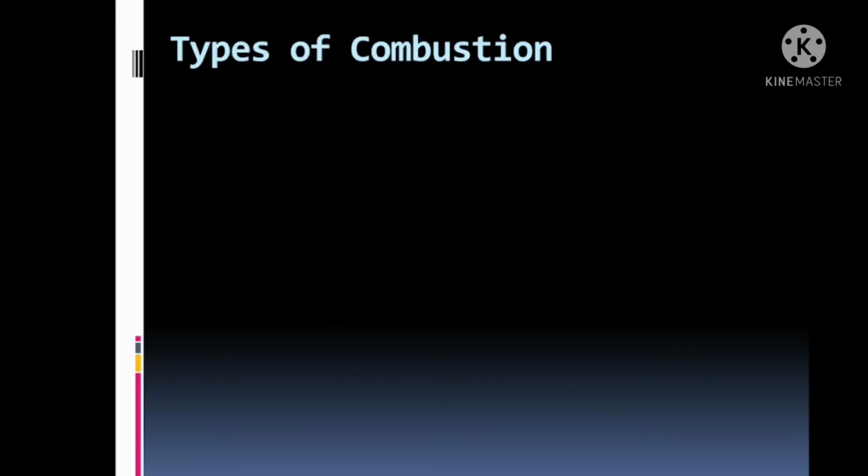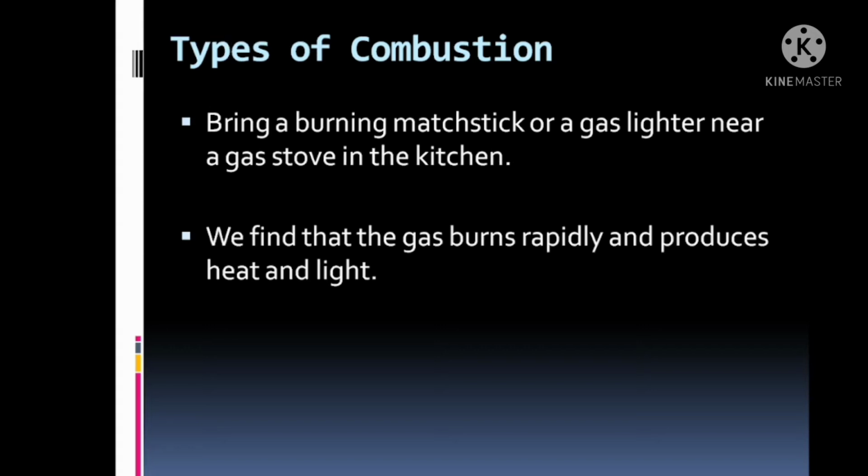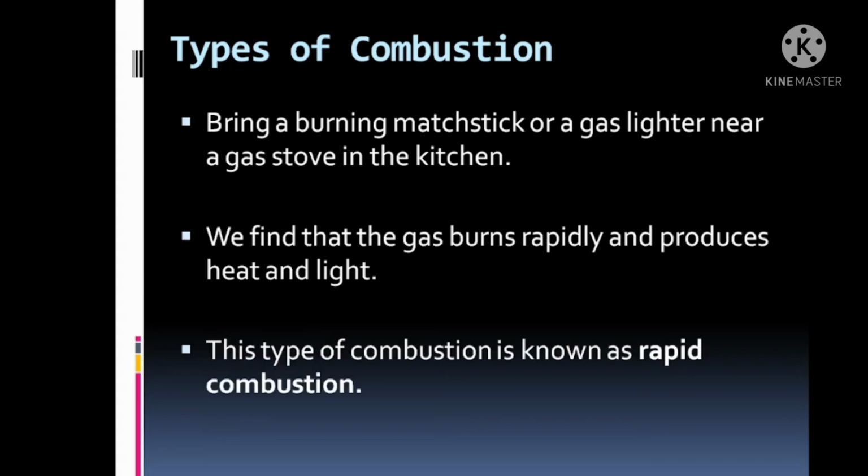Now we'll see the types of combustion. Bring a burning matchstick or a gas lighter near a gas stove in the kitchen. As you know, the fuel gas comes out of the burner. So when we bring the matchstick or the lighter, it will catch fire. We find that the gas burns rapidly and produces heat and light.